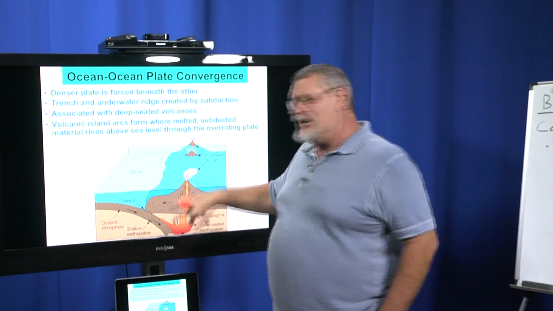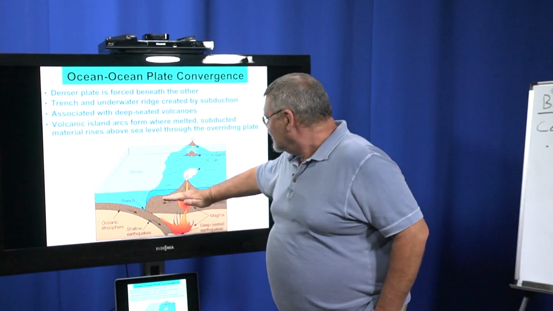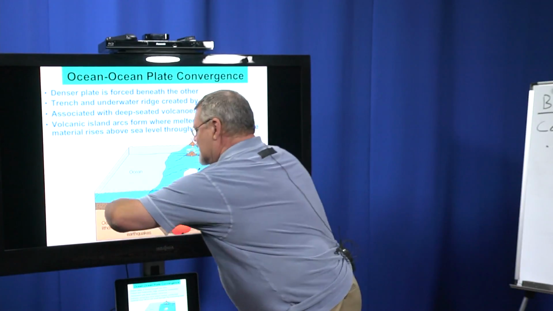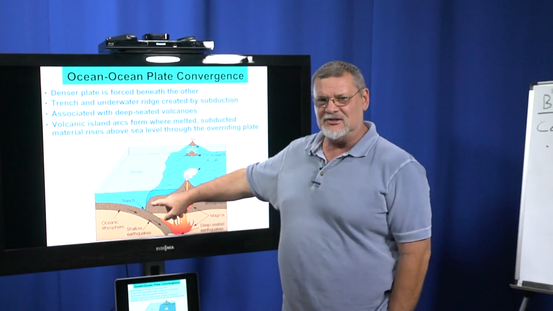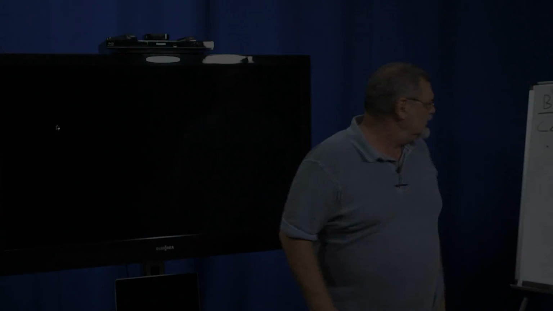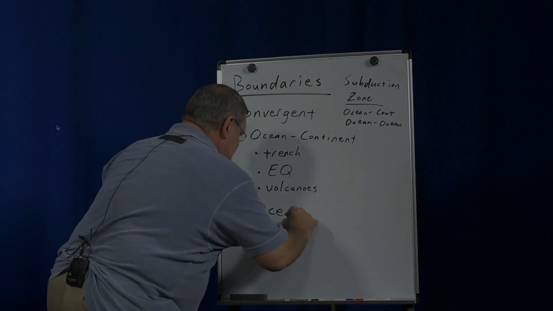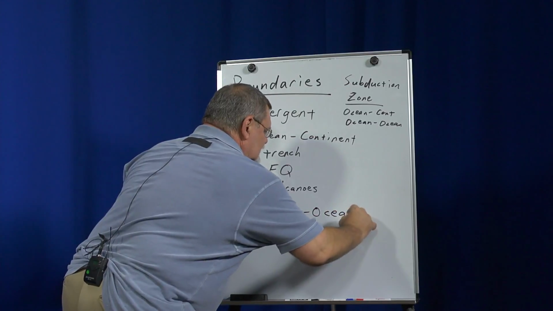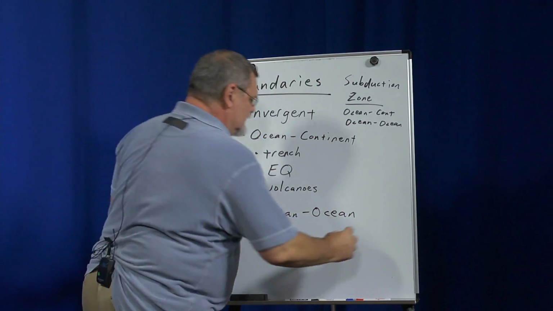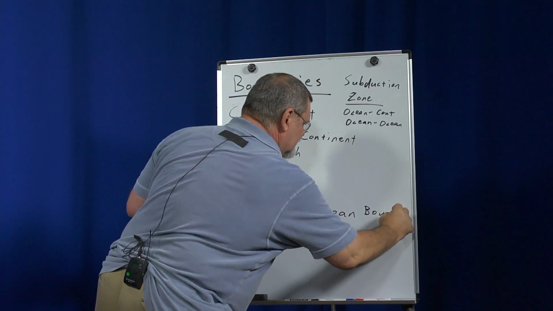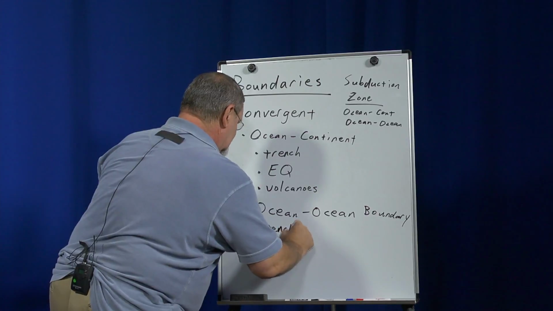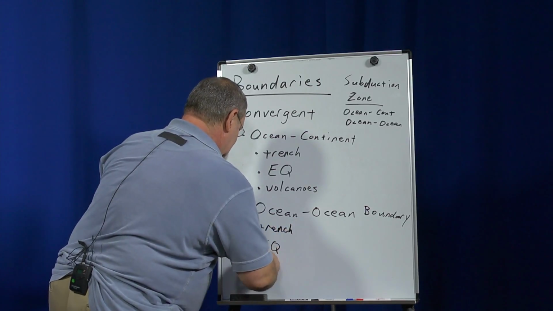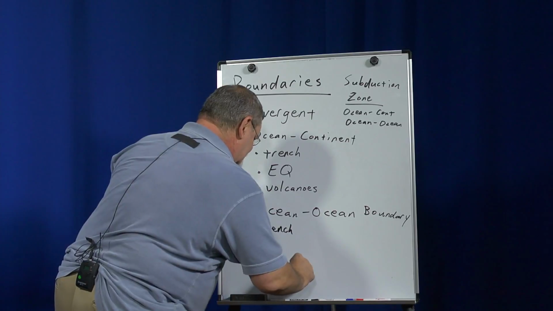And otherwise, the characteristics are very similar. Here you have the oceanic plate, here you have the other oceanic plate, it's coming down, and as it does so, it pulls on this, and it forms a trench. You have a trench forming there. So we have the ocean to ocean boundary. This is the boundary. And you have the same thing. You have a trench forming, you have earthquakes, and you're going to have volcanoes. It's pretty much the same as the other one.